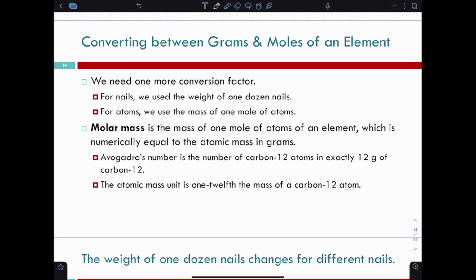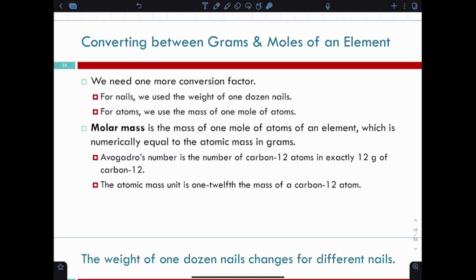If we want to convert between grams and moles of an element, how do we actually do this conversion? For nails, we use the weight of 1 dozen nails. And for atoms, we're going to use the mass of 1 mole of atoms. So the molar mass is the mass of 1 mole of atoms of an element, which is numerically equal to the atomic mass in grams.